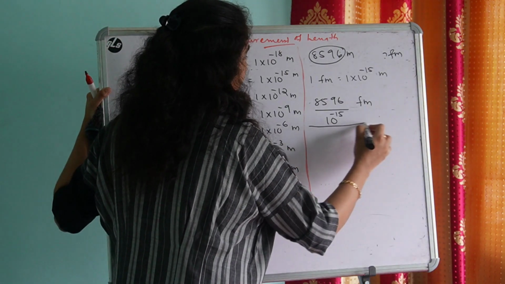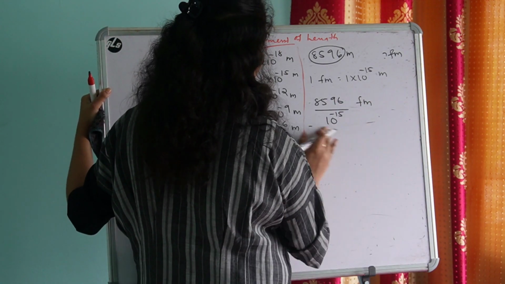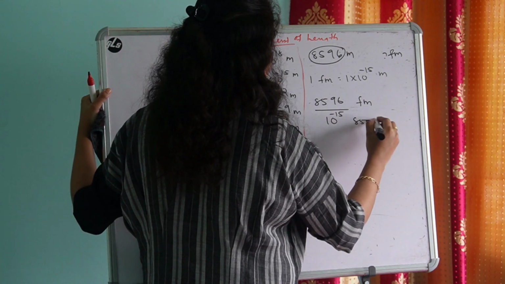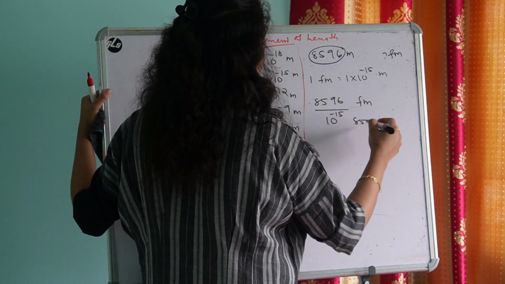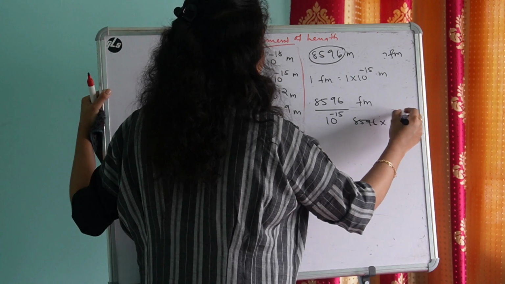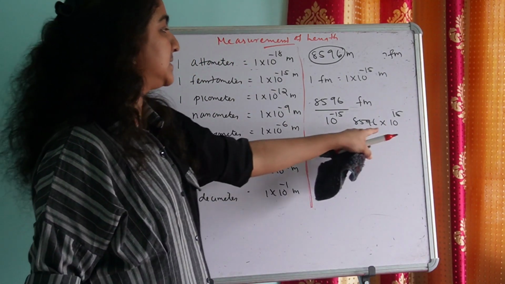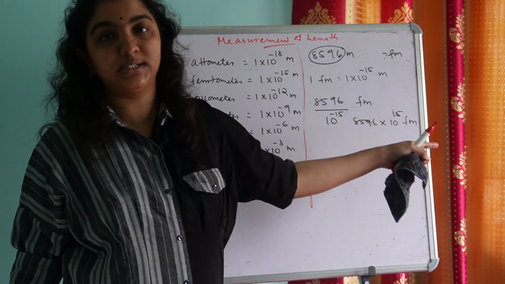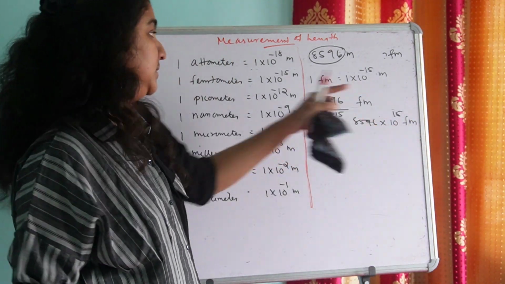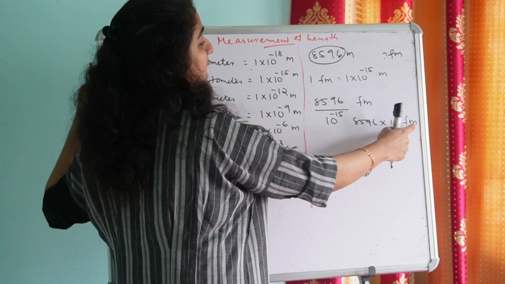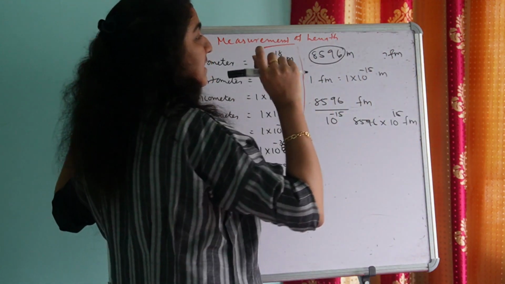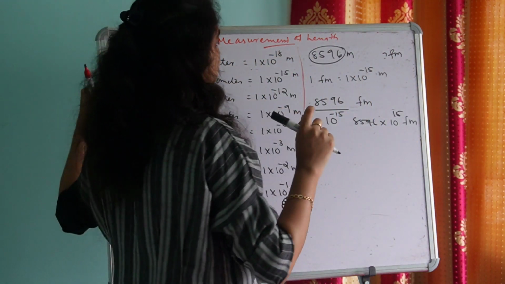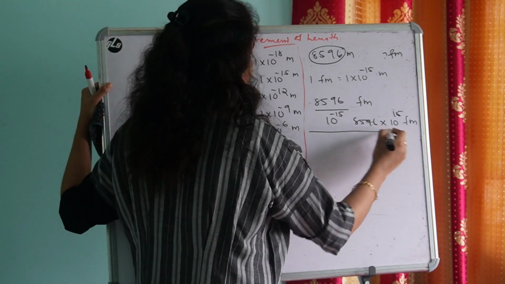The value is given as 8596, and when it comes to the numerator, it becomes plus. So 8596 into 10 power 15, and the unit is femtometer. Here you have to write the unit which is asked in the question, isn't it? Is it clear? Yes. Let's see one more example.